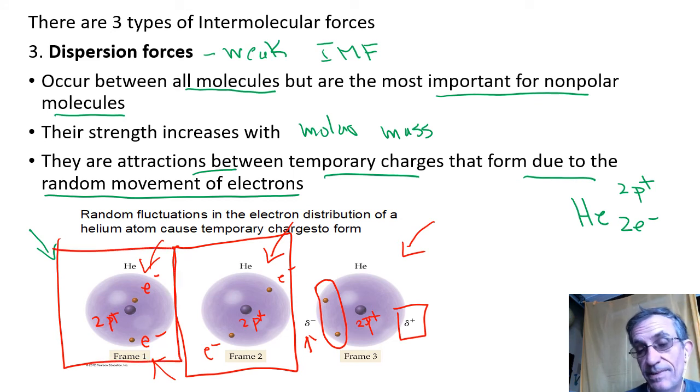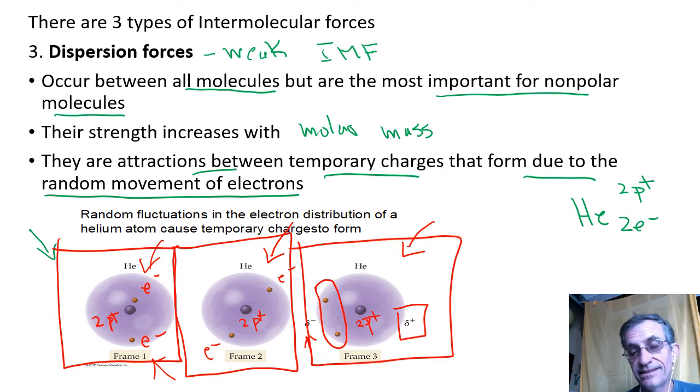But then, maybe a second later, they happen to congregate. And when they get into the same area, we get charges, negative charges. So that's kind of what is going on here. They're temporary, so they don't stick around. They're the temporary charges that form due to the random movement of electrons. So as they move around, we get charges forming, but just for a second.